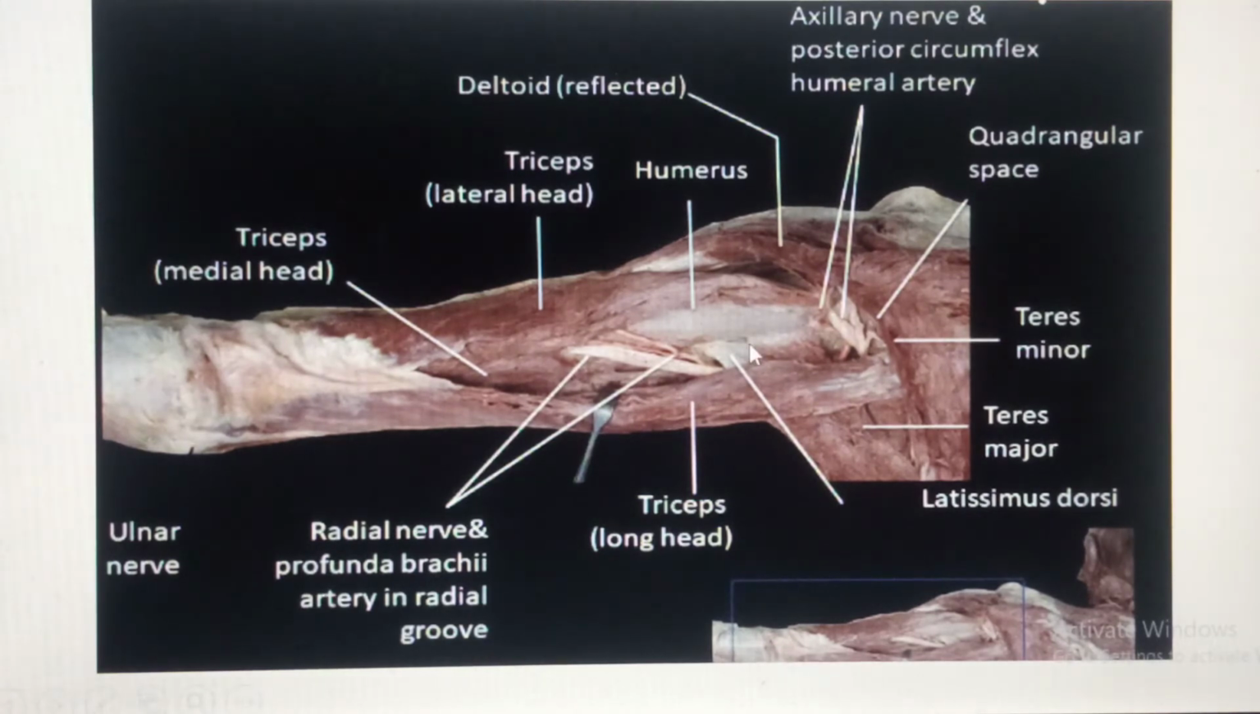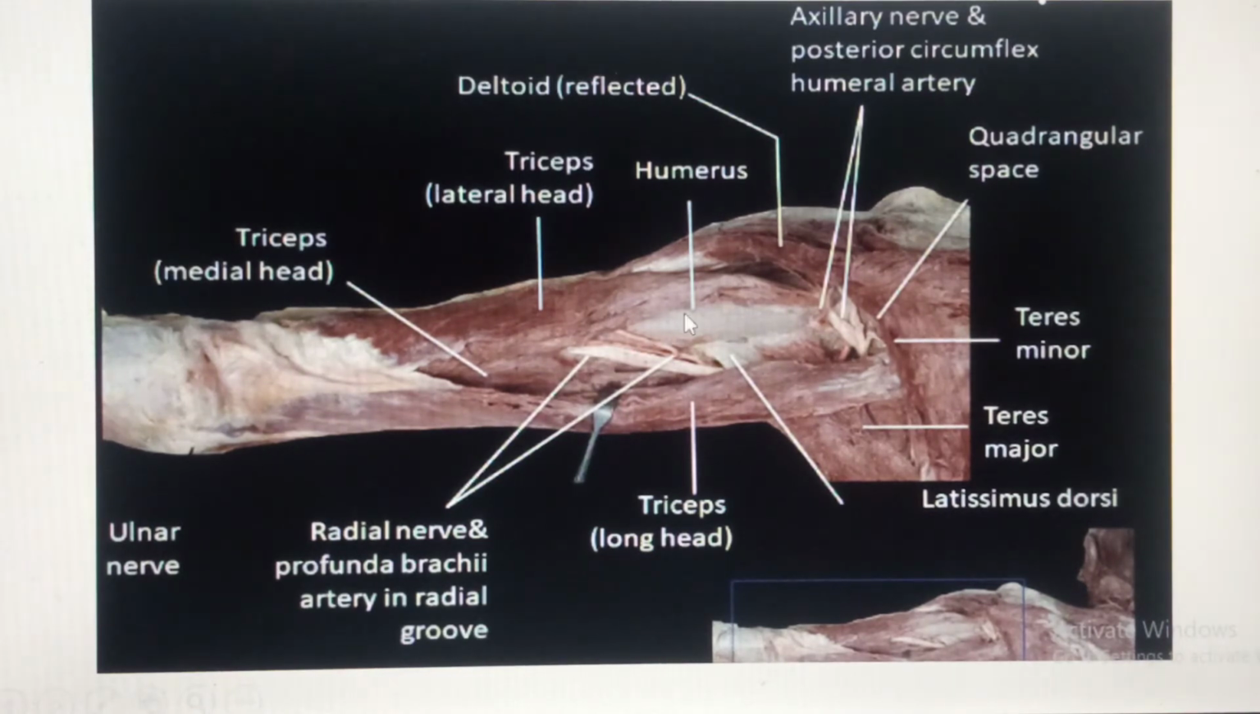So usually when I reflect or cut the long head out, I'm going to find deep to it the medial head, which is the largest head of the triceps brachii muscle. I told you that the medial head takes origin from below the spiral groove. The content of the spiral groove is the radial nerve, and that's why it is also called the radial groove. Apart from that, there is also the profunda brachii artery, the deep artery of the arm, which is also a content of the spiral groove.